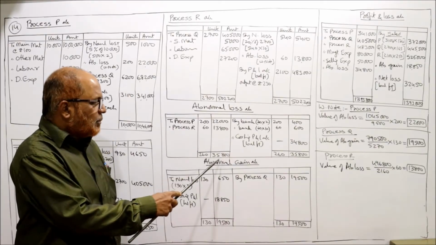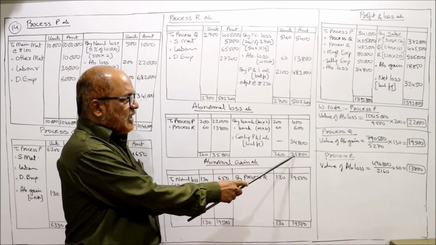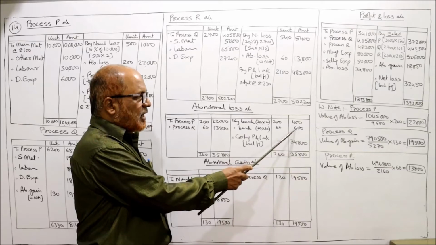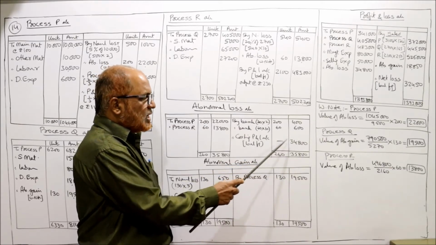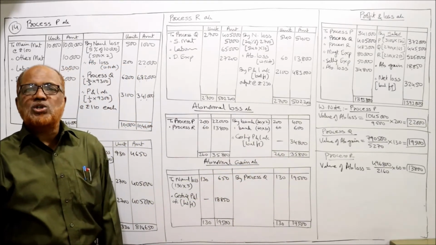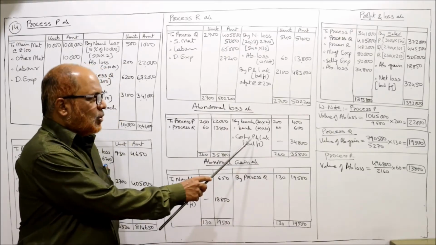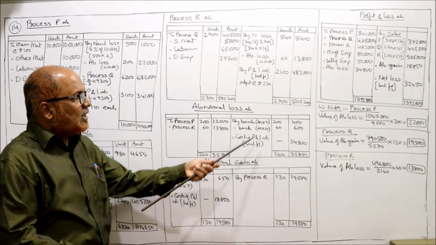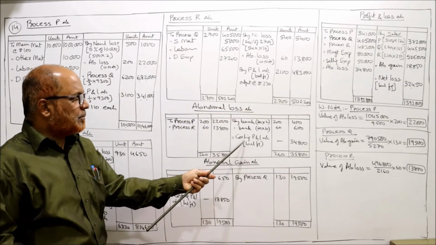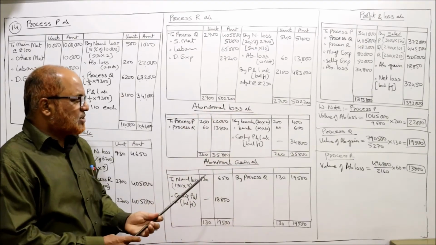Now take the total on the debit side, 35,800. From 35,800 minus 400 minus 600, 34,800 will be transferred to costing profit and loss account. Over. Now this will be taken in P&L account. This costing P&L account should be transferred there.